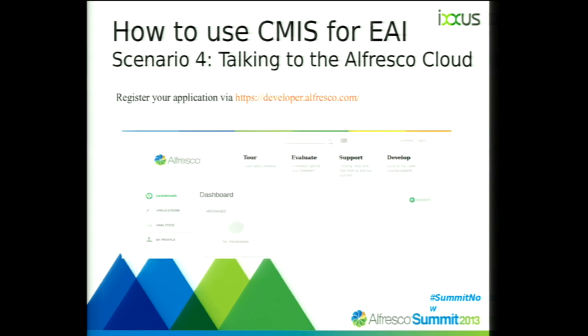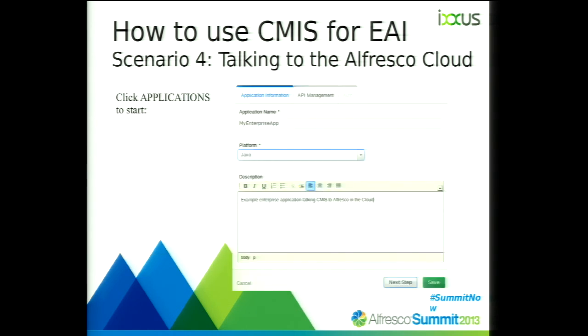Then you go to the developer portal, you click on applications, you name it something like My Enterprise App, it's a Java platform, I don't know if there are any other platforms, maybe a description of it. So you're basically telling the cloud, I'm going to have an app here called My Enterprise App that's going to access you.